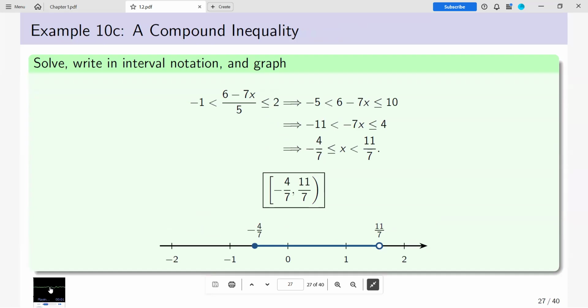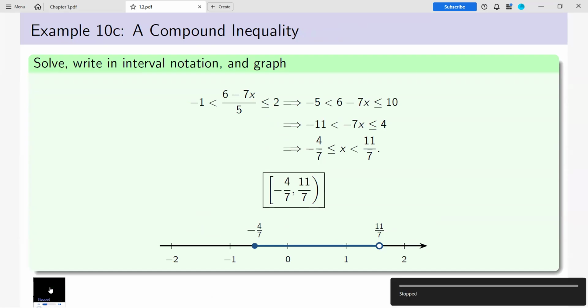Perform each operation on all 3 parts of the compound inequality. Dividing by negative 7 reverses both inequality signs. Then we rewrite the answer from smaller to larger.